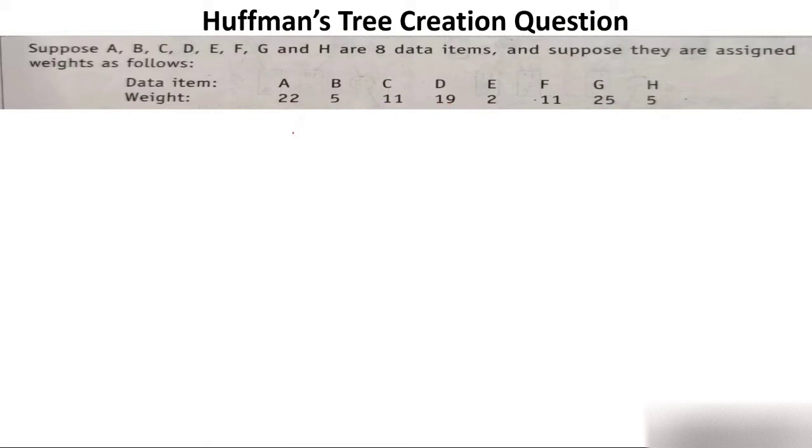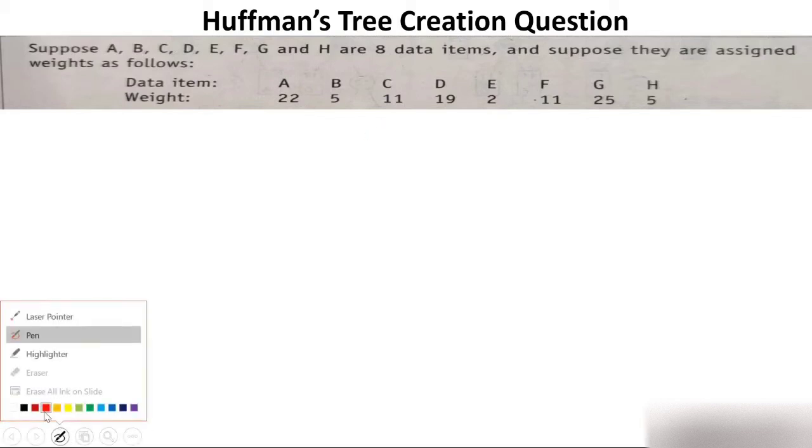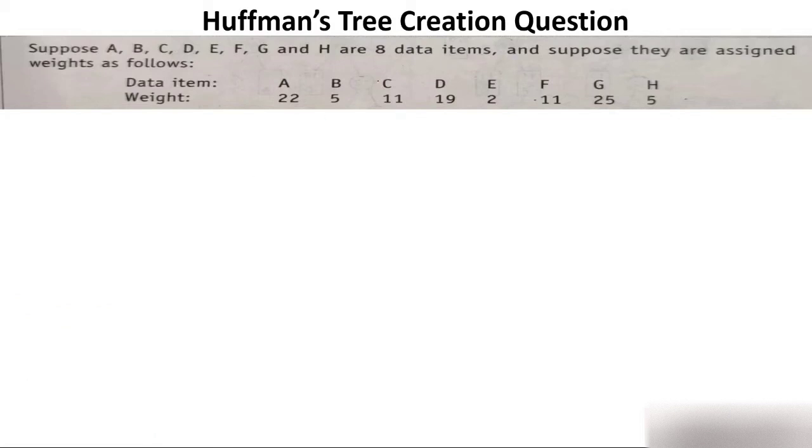Now your main task is coding. But what are the two steps? First tree, then coding. Then what is the method? Select two minimum weights. So let's select two minimum weights and then start the question.